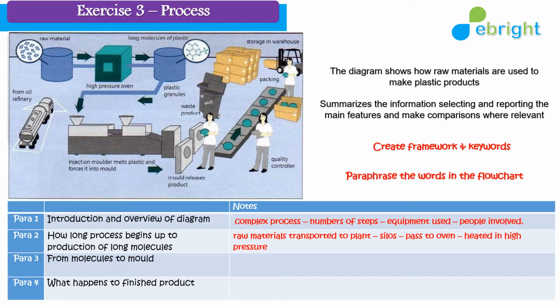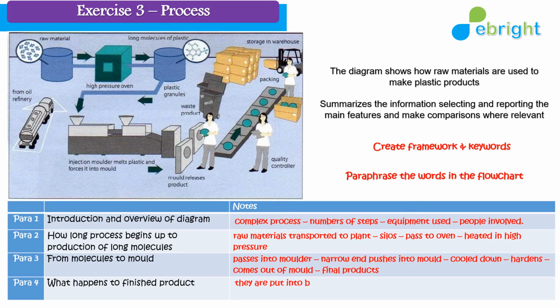As for paragraph 3, from molecules to mold, you've got it passes into the mold, narrow, and pushes into the mold, and then cools down, hardens, and then comes out of the mold, and finally final products or plastic items. Let's make some keywords for paragraph 4. What happens to the finished product? And then they're put onto the belt conveyor. You should also understand some industrial terms. Check for flaws, defects or problems, quality controller, and then put into boxes, taken into the warehouse or stored.